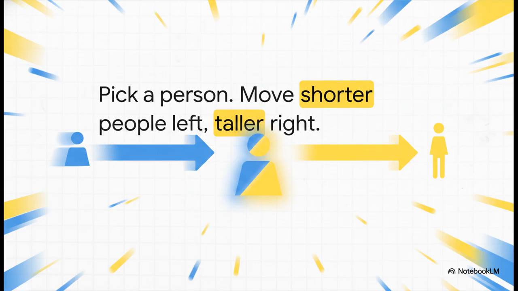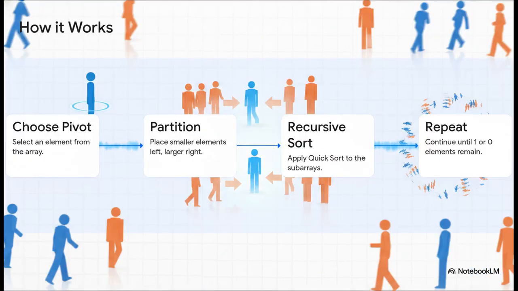If you're shorter than this person, move to their left. If you're taller, move to their right. Instantly, without even fully sorting the whole line, you've created two smaller, much more manageable groups. Believe it or not, you literally just executed the official steps of quicksort.